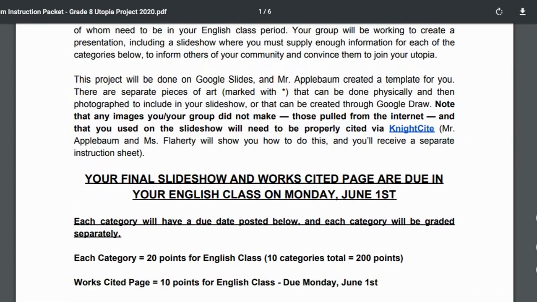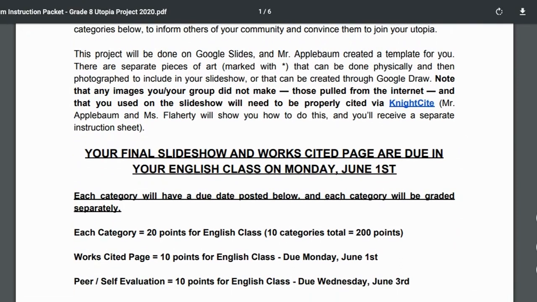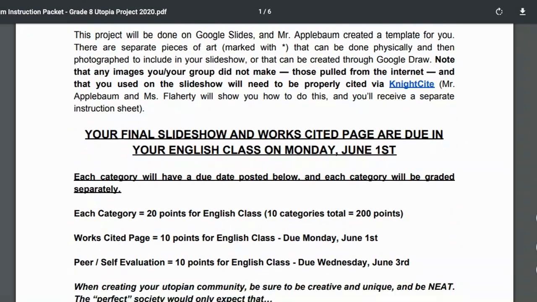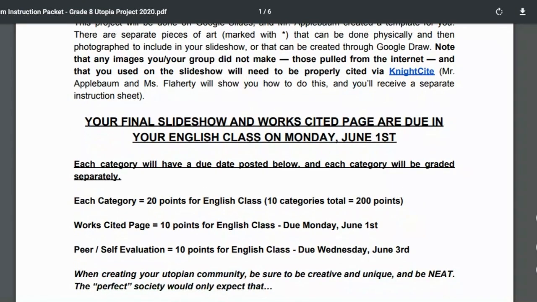You'll also need to do a works cited page, which is 10 points for your English class, and that is due for Mr. Applebaum's class on Monday, June 1st. There is also a peer and self-evaluation form that is worth 10 points for your English class, and this is due on Wednesday, June 3rd. So there's a lot of points associated with this project, so I encourage you, and I'm sure Ms. Flaherty will as well, to take this project seriously. So when creating your utopian community, be sure to be creative and unique, and be neat. The perfect society would only expect that.